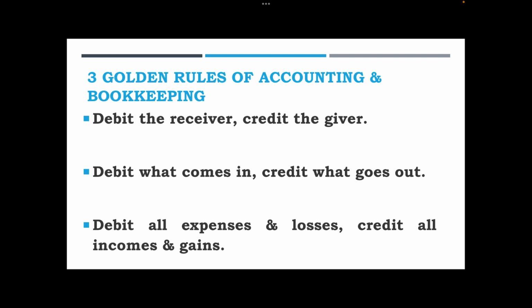Full accounting and bookkeeping works on the 3 golden rules which you always have to remember. The first is debit the receiver and credit the giver. The second is debit what comes in and credit what goes out. And the last but not the least is debit all expenses and losses and credit all incomes and gains.